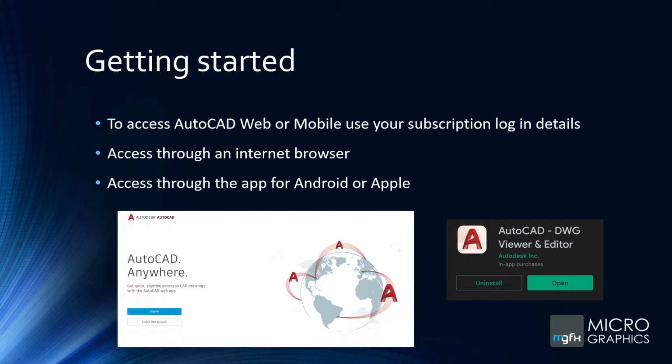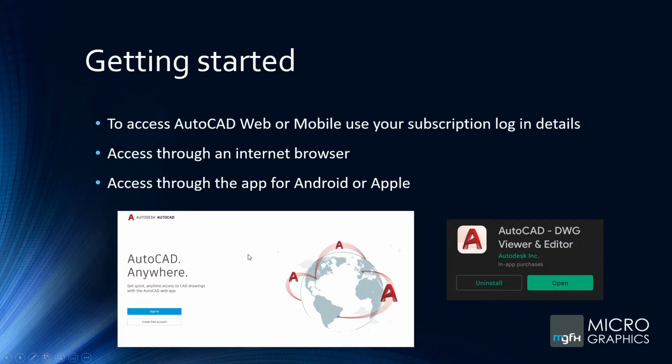Okay, so let's get started with what AutoCAD Web or Mobile actually looks like. The next few slides we're going to see are AutoCAD Web, but the same applies to AutoCAD Mobile. So how do we access it? We access it through an internet browser, or through the app for Android or Apple. You go to your Play Store or App Store and look up the AutoCAD DWG Viewer and Editor, as you can see in the picture on the right-hand side, and install it there, or this is the one on the left.